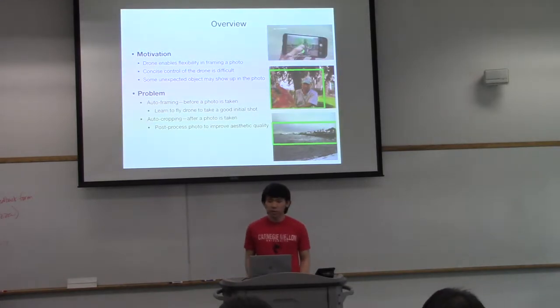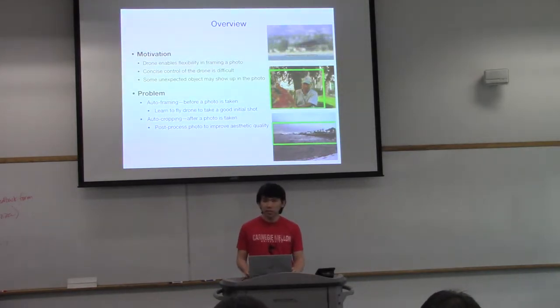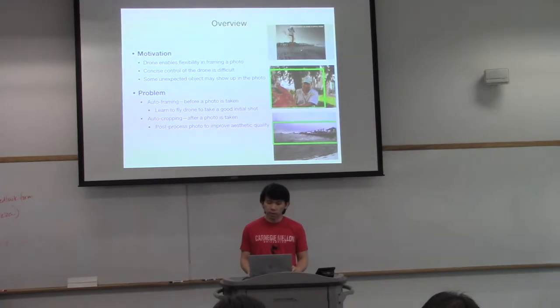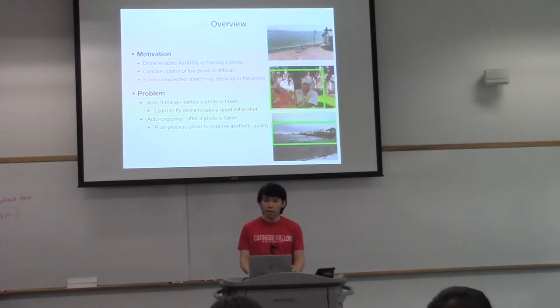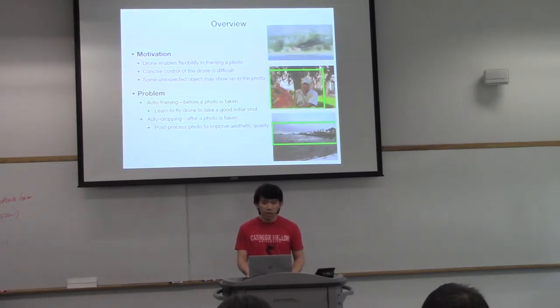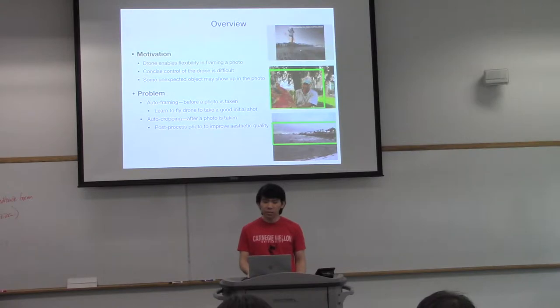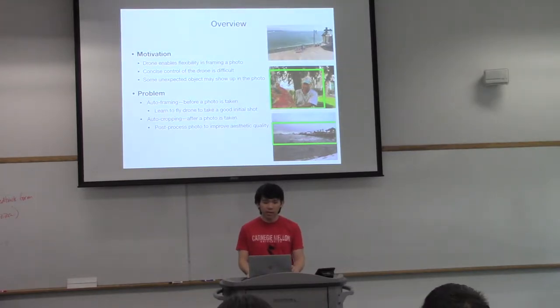Zero Zero Robotics already has this functionality of letting users select how they want to frame their photo, in terms of where they want to put the object or themselves in the photo, and then the drone can fly to the position automatically to take the shot. So the big motivation for our project is to further improve that functionality.